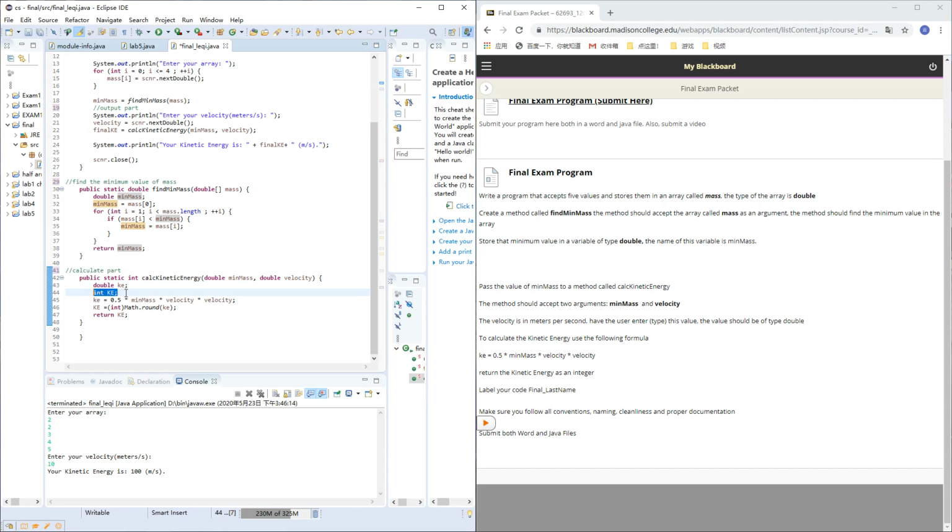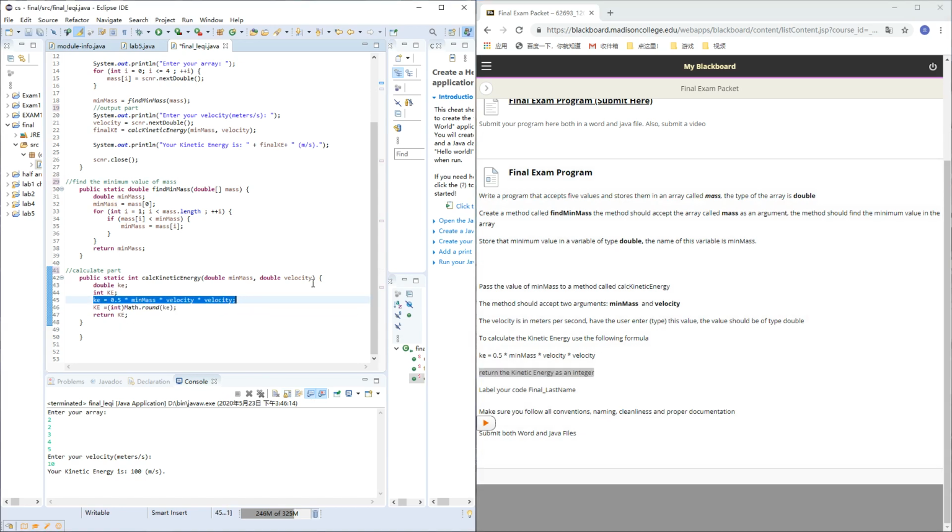Why do we have two different things, one double and one integer? Because when we do the calculation, it's double, so we can have a double number, and then it turns out that we have to round it. I need to find it out. See, return the kinetic energy as integer. So we have to round this number.